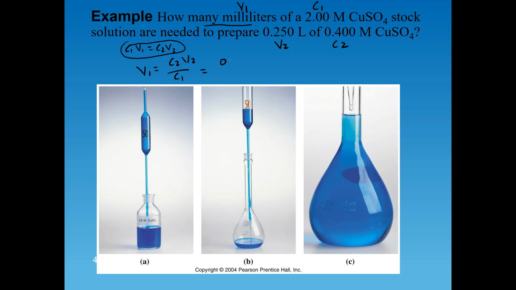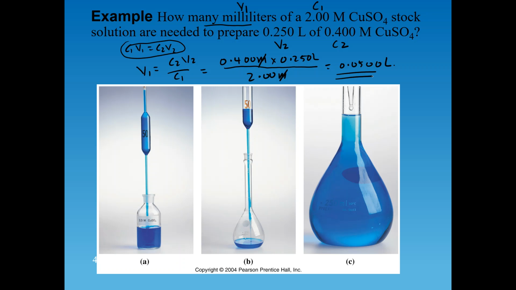So C2 is 0.400 M. V2 is 0.250 liters. And C1 is equal to 2.00 M. So these will cancel out. And therefore, the answer, let me calculate this, 0.400 times 0.250 divided by 2.00. And according to my calculations, this works out to be equal to 0.050, how many sig figs? 3 sig figs, so another 0 liters, all right?